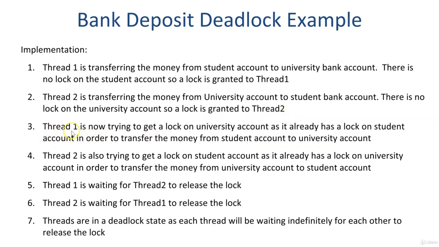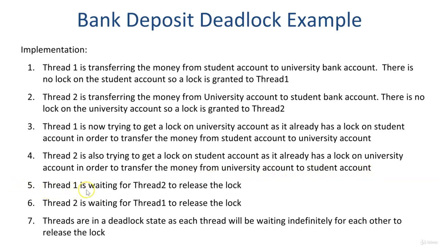Now thread 1, who has a lock on the student account, is now trying to get a lock on the university account in order to transfer the money from student account to university account. And thread 2, which has a lock on the university account, is also trying to get a lock on a student account, as it already has a lock on university account, in order to transfer the money from university account to student account.